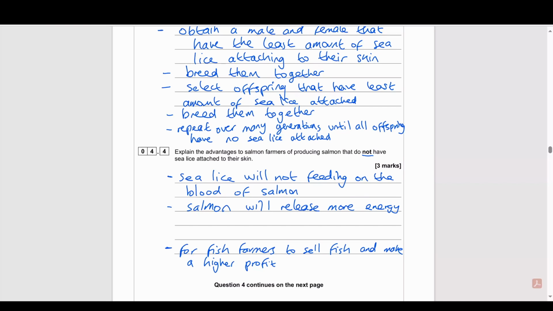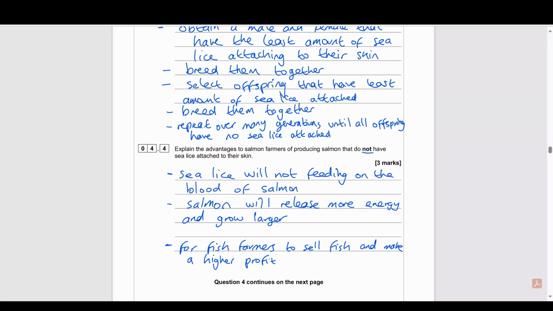And then what will be the benefit of that? Then more of the energy will be used for the growth of the salmon, so they will grow larger. And that's how we can link it to them making a greater profit.